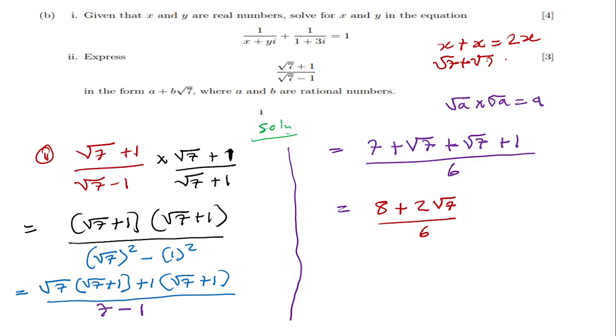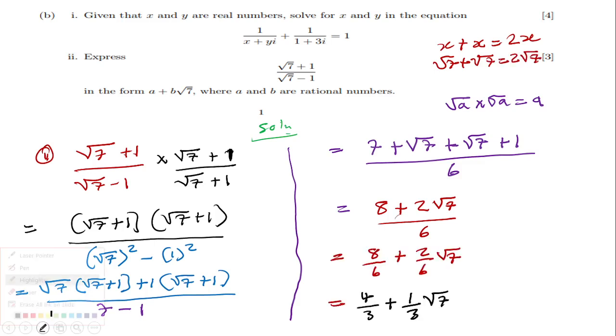Then you write them in the lowest or simplest form. So you're going to say 2 into 8 is 4, and then 2 into 6 is 3. Then you say plus, 2 into 2 is 1, 2 into 6 is 3, and then square root 7. So that's how easily you can work out that question.